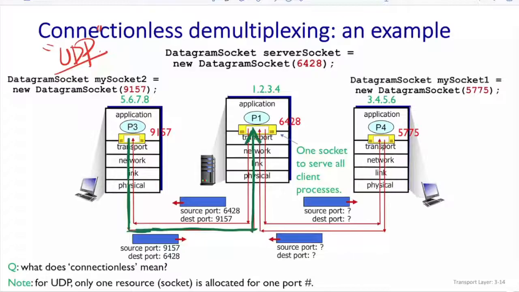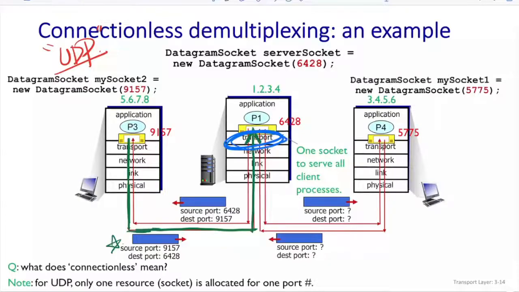Okay, so right here, the UDP packet, its source IP is 5678. Destination IP is 1234. Source port number is 9157. Destination port number is 6428. Right? Okay. So at the receiving side, it's right here.